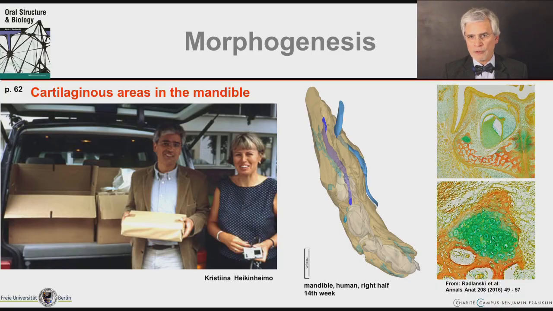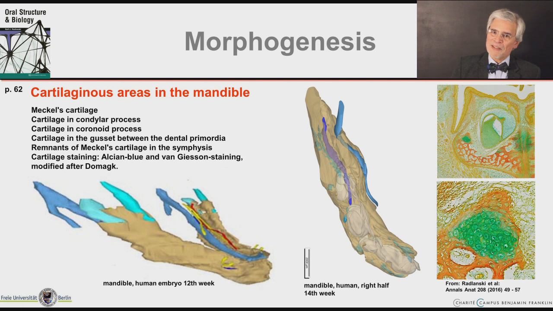And then, within the framework of our cooperation with the University of Turku in Finland, we also studied the histological collection of Kalevi Koski. Here is his successor, Christina Heikenhammer. And then, investigating the sections, we found additional cartilaginous centers in the developing mandible, preferably in the gussets between the dental primordia.